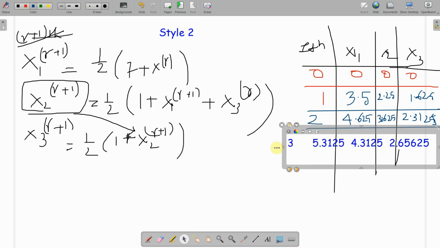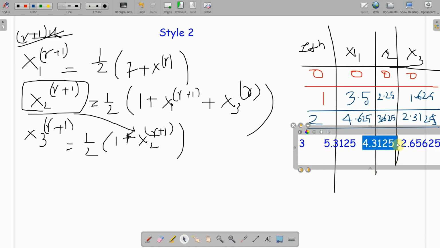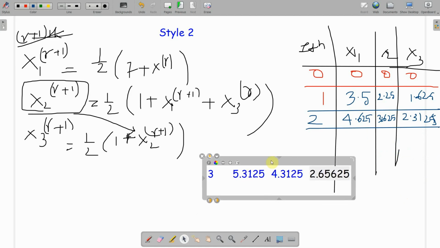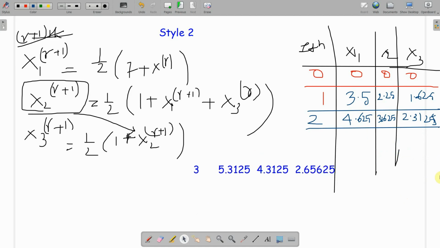Okay, so these are the values in 3 iterations. For the third iteration, this is the value. So this is for the second iteration, this is for the third iteration. Now find me the value of the fourth iteration. Calculate the value of the fourth iteration and just let me know.